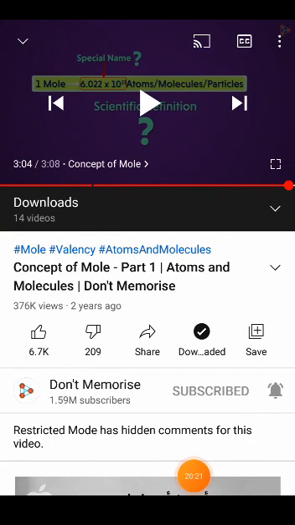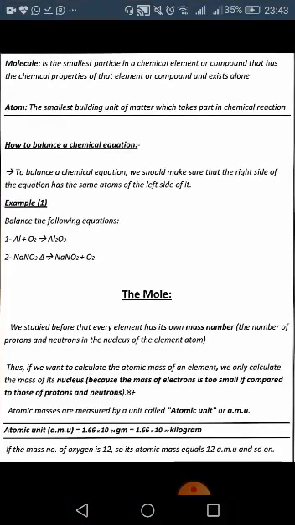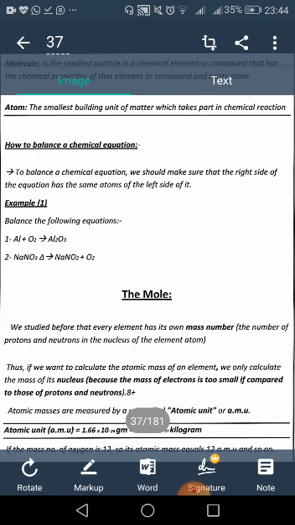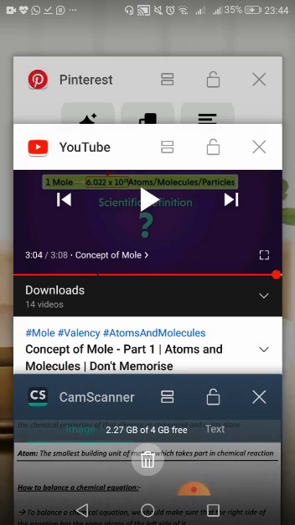This is a simple video to illustrate the meaning of mole and how it is used to measure the amount of very tiny particles like atoms, ions, or molecules. Remember, the number 6.022 multiplied by 10 to the power 23 is a very important number for us in our calculations in chemistry.